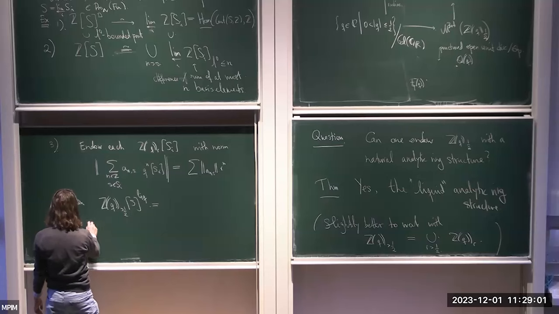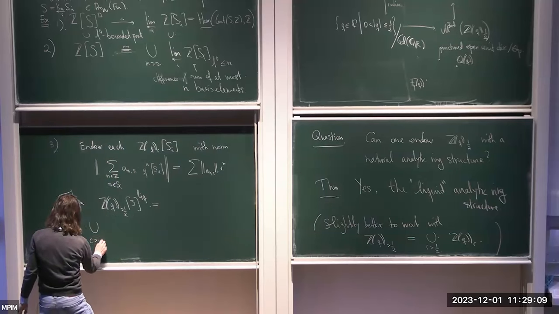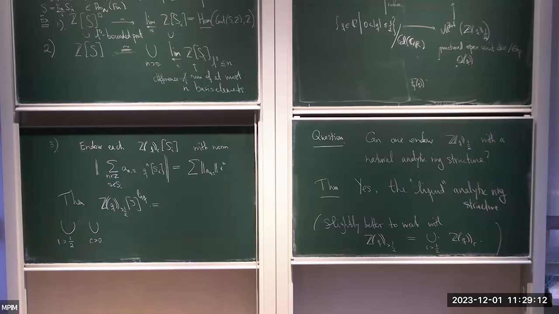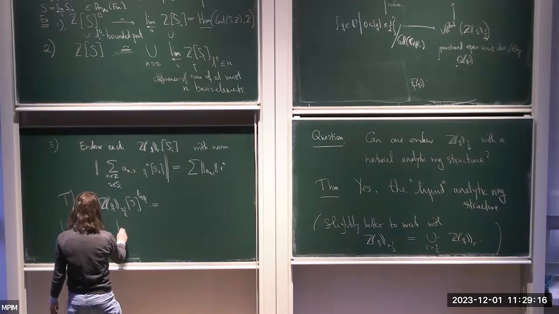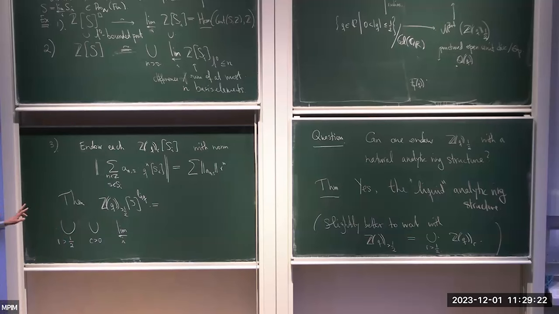And then, as in the free discrete guy, we have this union over all size bounds, and this time I maybe want to index them by some real number c greater than zero. But then once you fix the radius and the size, you're just taking an inverse limit of such free modules.